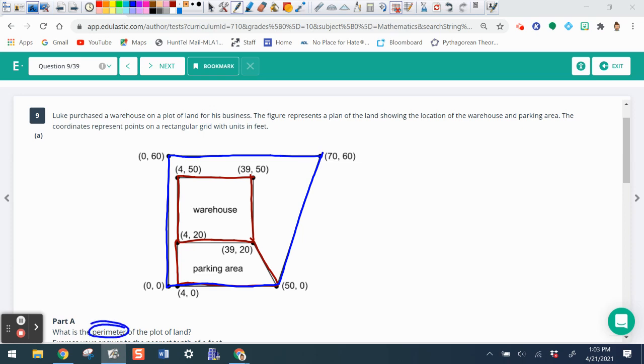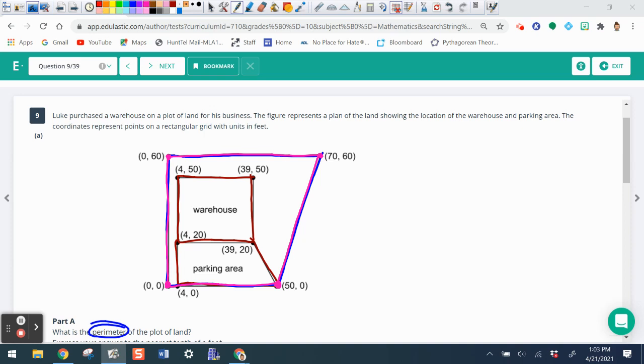Well, perimeter is the total distance around a figure. So our task is now to find the total distance between each of these four vertices. And they even gave us the coordinates that represent those vertices.